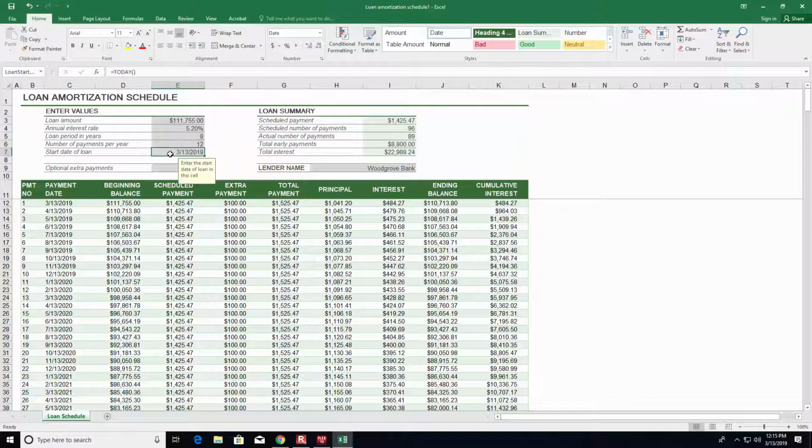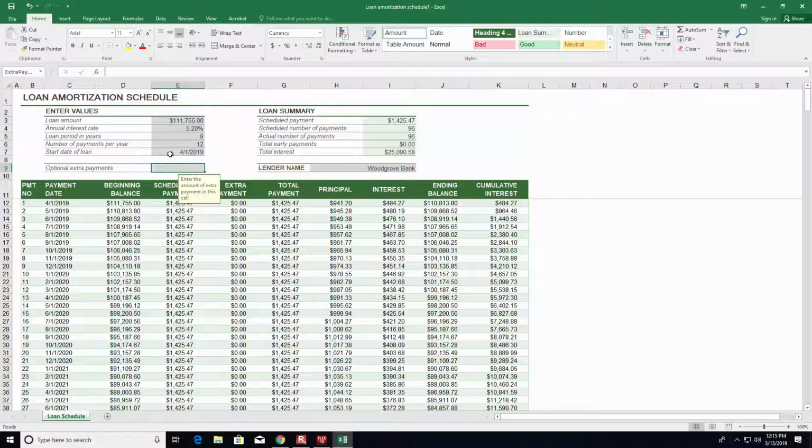And the start date of the loan, just let's make that next month. Doesn't really matter for the purposes of this. And I don't have any optional extra payments. So my payment is... the heck is my payment different than what I've got on my piece of paper? Is that what you guys got, the $14.25?